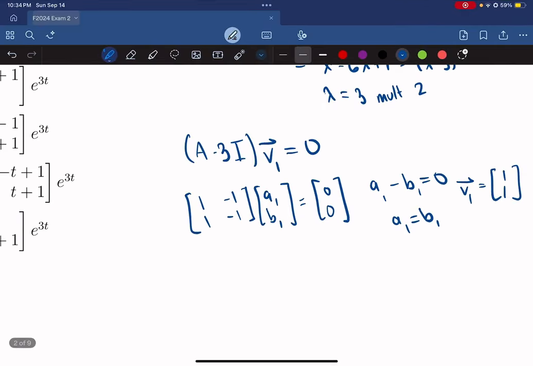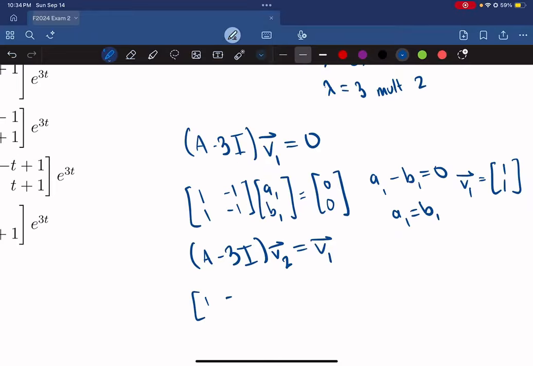And so now when you have eigenvalues with multiplicities, like 2 in this case, you can do this. You have to set it equal to your old eigenvector. So we can call our second one v2, and then instead of setting it equal to 0, you just set it equal to 1, 1. So we have the same thing here.